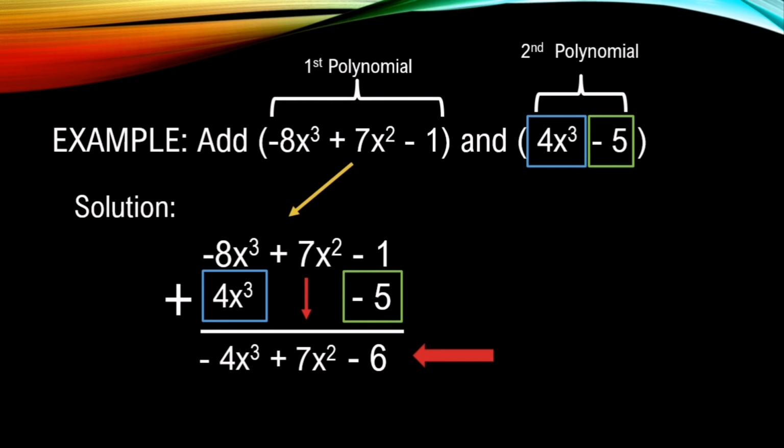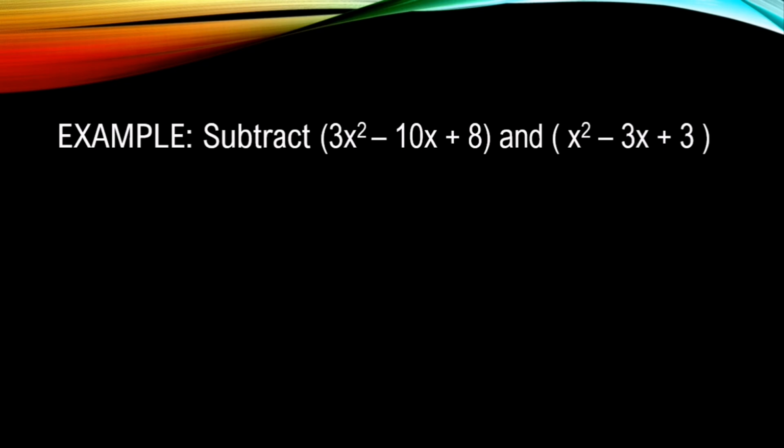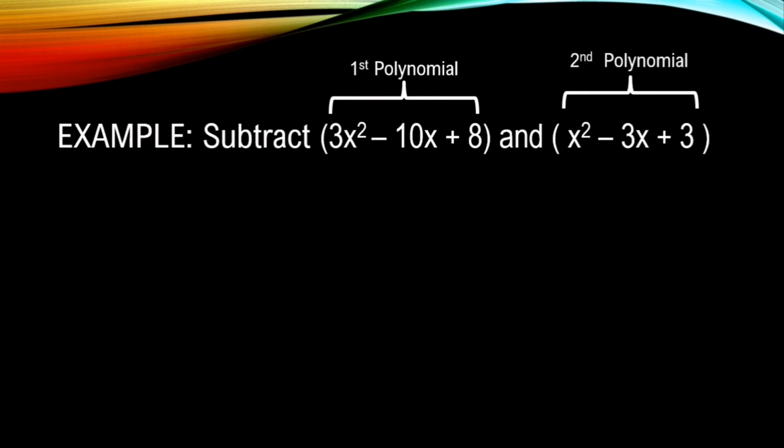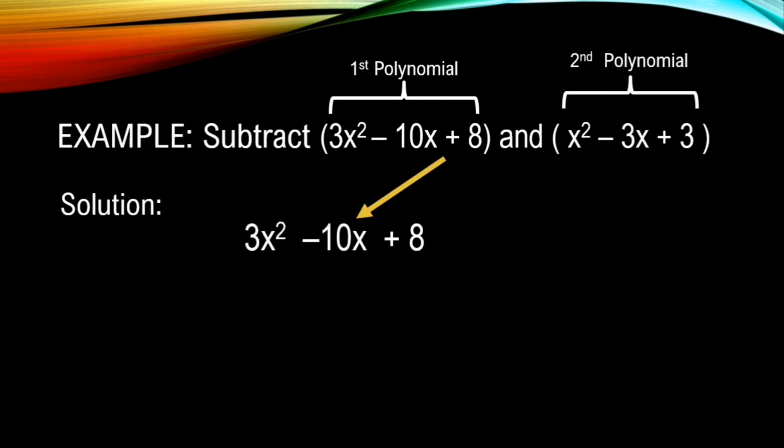Can we proceed now? Okay, so let us proceed. Given 3x squared minus 10x plus 8 minus x squared minus 3x plus 3. This will be our first polynomial, and the second polynomial. So for our solution, first thing to do is to copy the first polynomial, which is 3x squared minus 10x plus 8. Since we are asked to subtract the polynomial, obviously we will be placing here a minus sign.